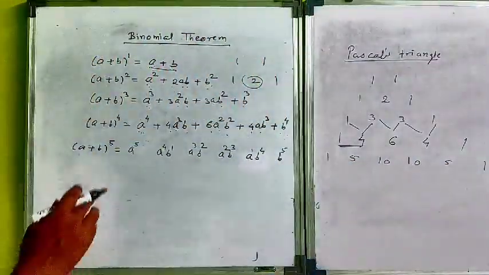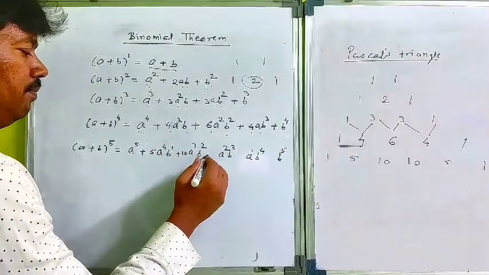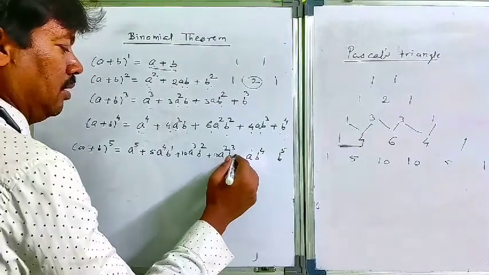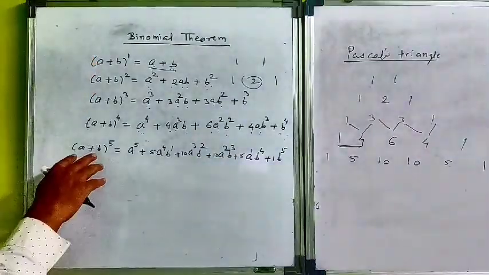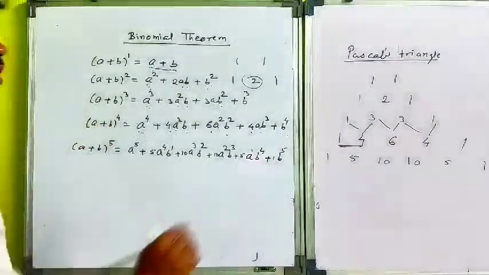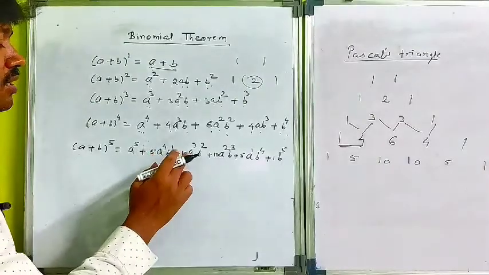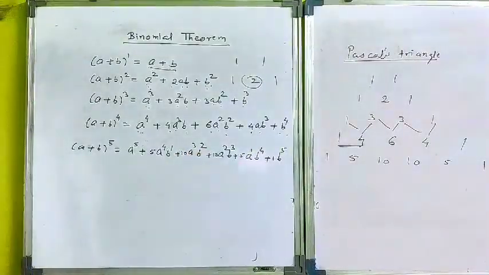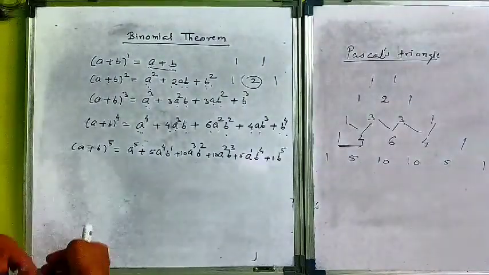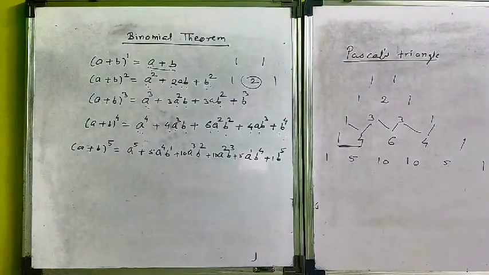So here it is 1, then 5, 10, 10, 5, and then 1. So the expression is like this: A raised to 5, plus 5 A raised to 4 B, plus 10 A cubed B squared, and so on. Using this, we can easily write even A plus B raised to 6.